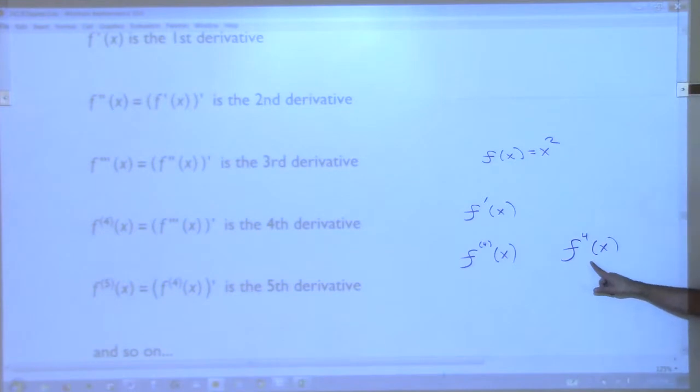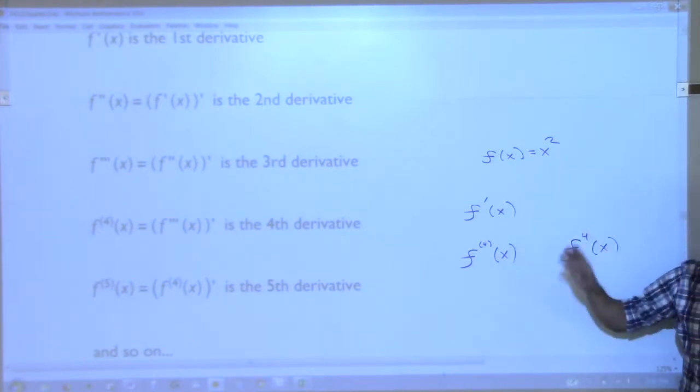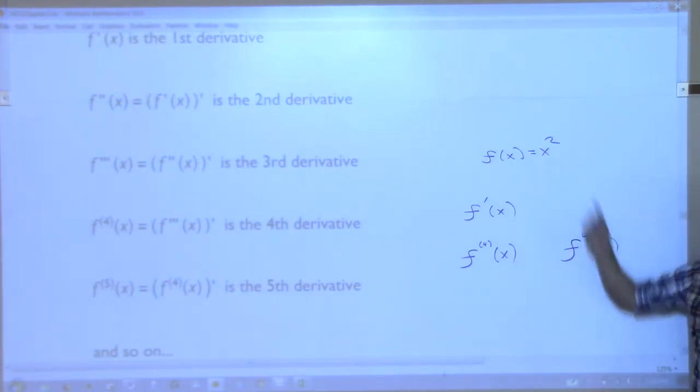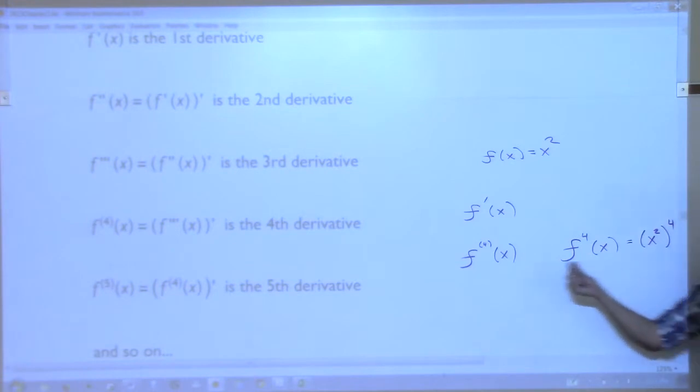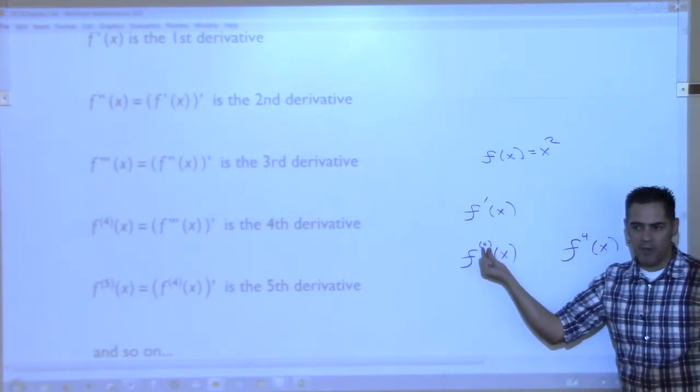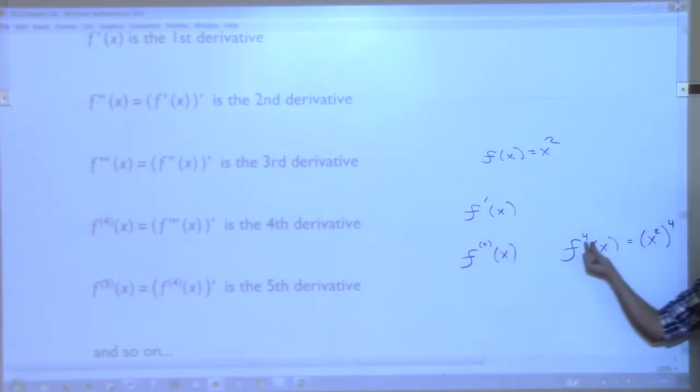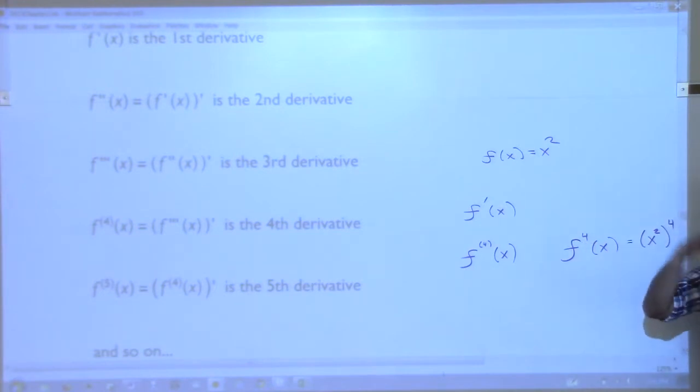What does that mean? Take that, and no derivatives. Take that, raise it to the 4th power. This means take x squared and raise it to the 4th power. So there's a very important thing here with those parentheses around the number. That's talking derivatives. No parentheses around the number, that's talking just algebra, raising things to powers.